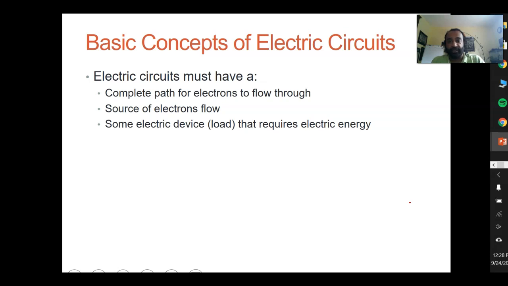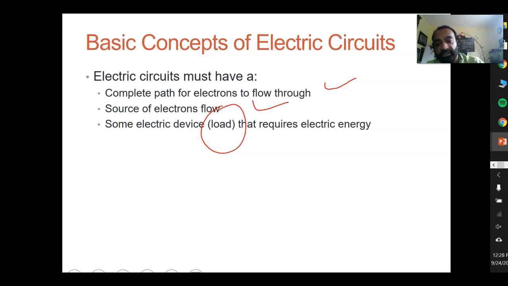So the electric circuit must have a complete path. We discussed that. A source of electron flow, which is a power source. It could be a battery, it could be alternating current, it could be an alternator, a generator, but we need the source for power. And we need the load, otherwise what is the point of the circuit? There must be a load, could be a light bulb, could be a motor, could be a control, so there is a load.